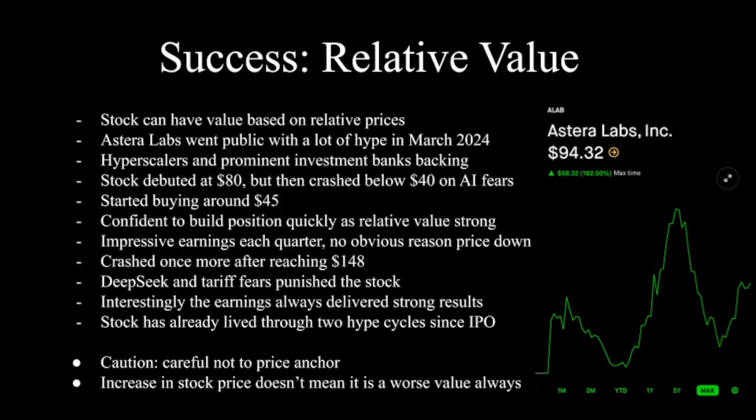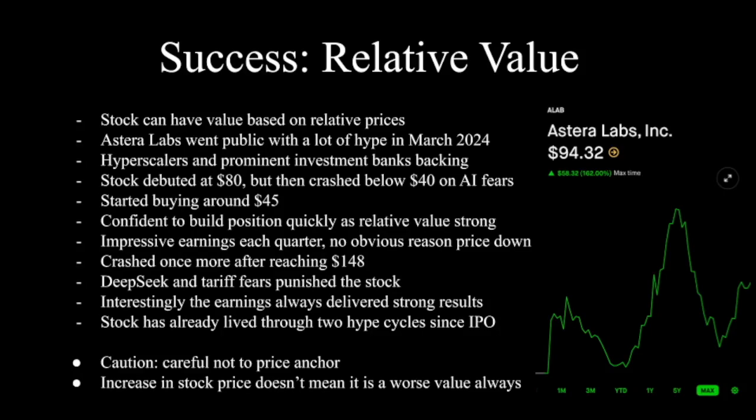And sometimes a stock can have strong value based on relative prices of where the stock was previously. And Astera Labs had a ton of hype about it when it went public in March of 2024. A lot of hyperscalers and prominent investment banks were the backers in the IPO process. However, the stock debuted at 80 and then it quickly crashed to $40 on AI based fears. And I started building my position in this company around $45 a share.